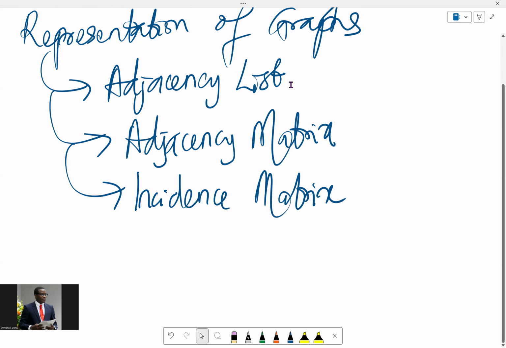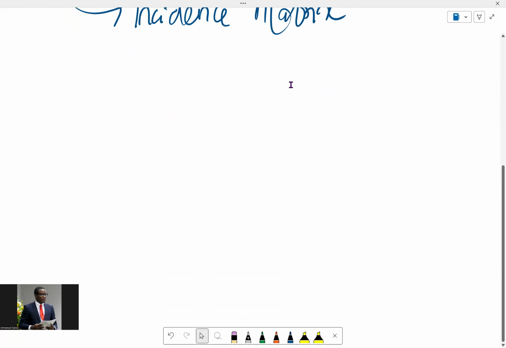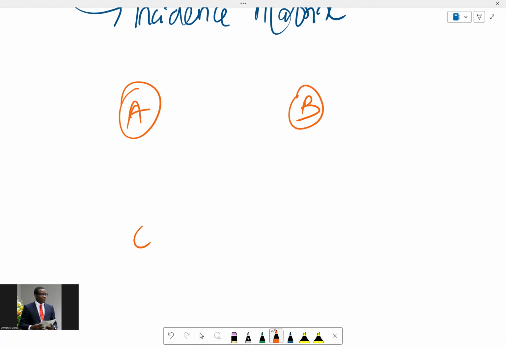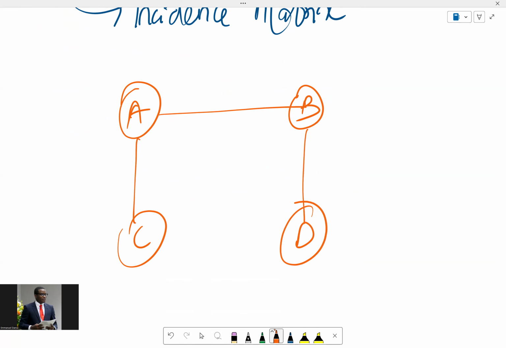Of course, we already know about the adjacency list. But for the sake of clarity, imagine you have A, B, C, D. Let me see if it goes this way. Based on this, we'll just do what we have to do. So we have A, B, C, D.